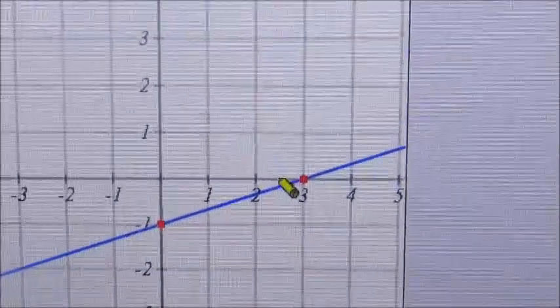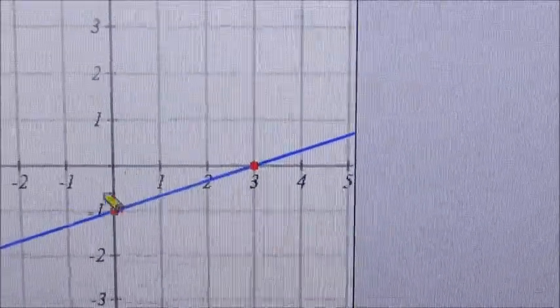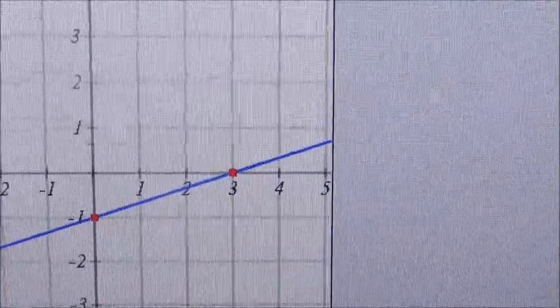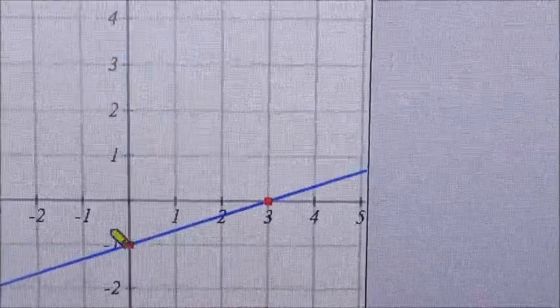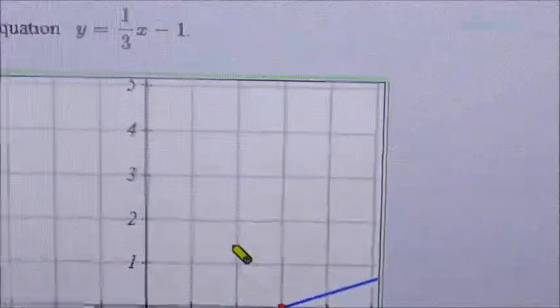So these are the 2 points. And we can check. Looks like we got it right. It's going in the right direction because it's positive. And we got that one right.